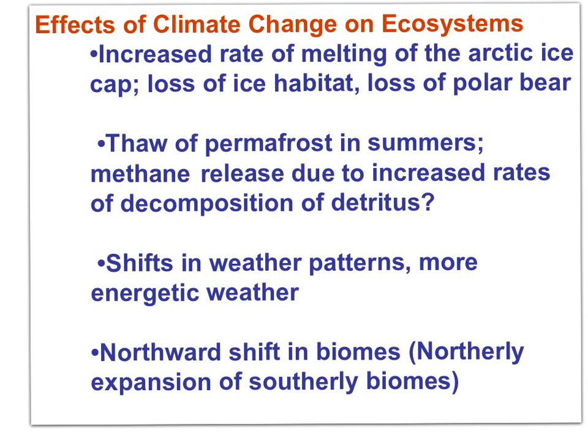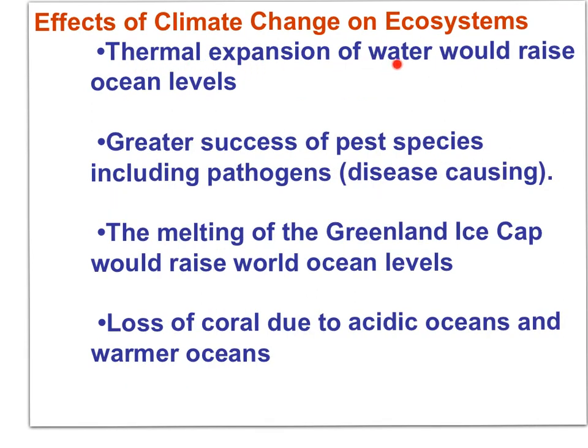The effects of climate change on ecosystems are an increased rate of melting of the Arctic ice cap, loss of the ice habitat, potential loss of the polar bear, a thaw of permafrost in summers, methane release due to increased rates of decomposition of detritus, shifts in weather patterns, more energetic weather, a northward shift in biomes. The thermal expansion of water would raise ocean levels, a greater success of pest species including pathogens. The melting of the Greenland ice cap would raise world ocean levels, loss of coral due to acidic oceans, and warmer oceans.